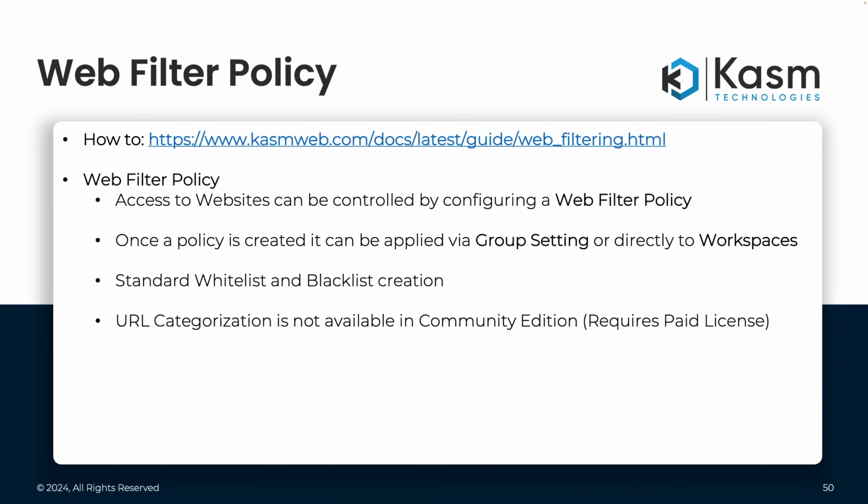Web filter policy, so the ability to control access to websites by configuring this feature. Once a policy is created, it can be applied via either the group settings or directly in the workspaces themselves. It leverages standard whitelist and blacklist creation. We also have URL categorization, which is not available in the Community Edition. It does require a paid license. It's a pretty straightforward exercise, and we will go ahead and demonstrate that next.